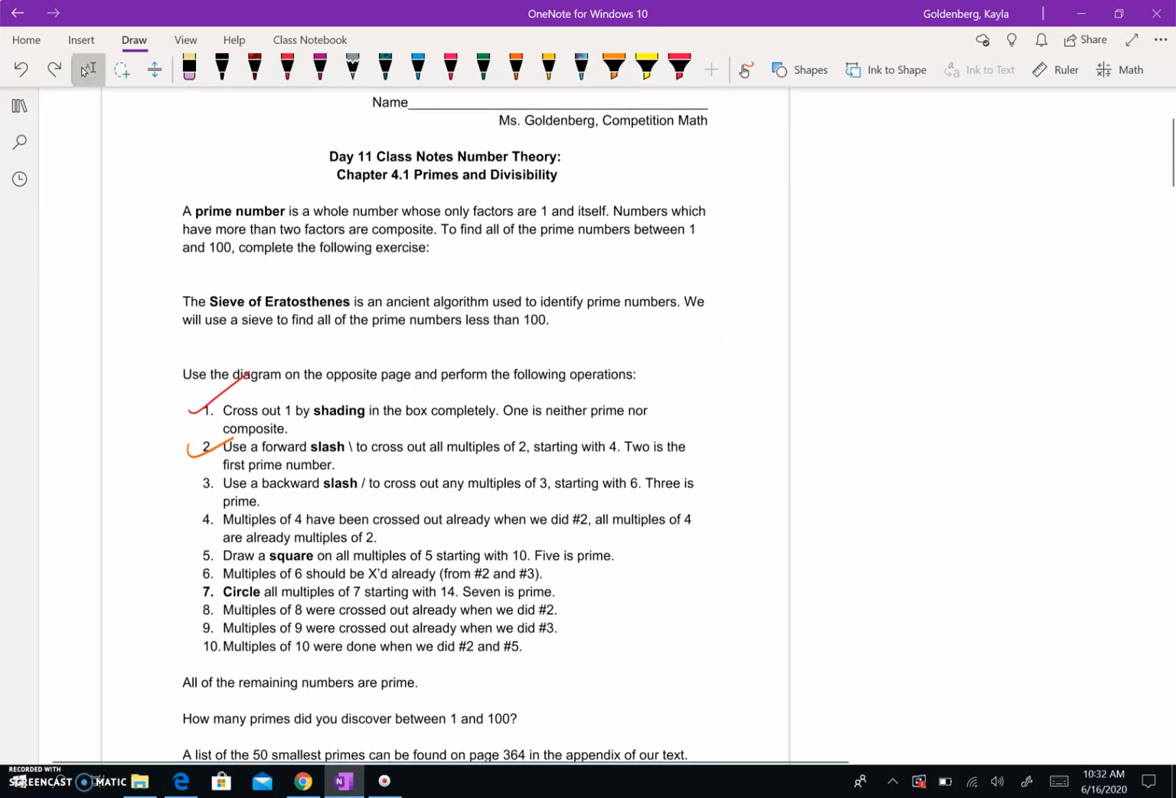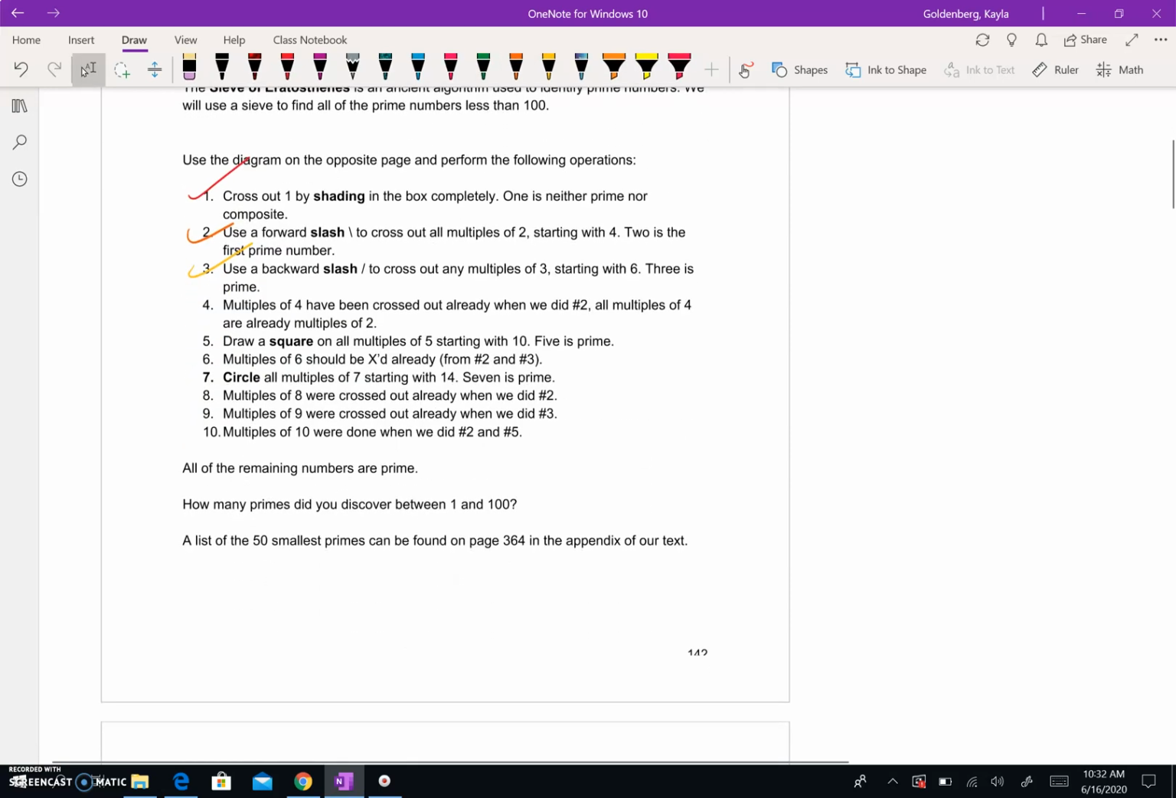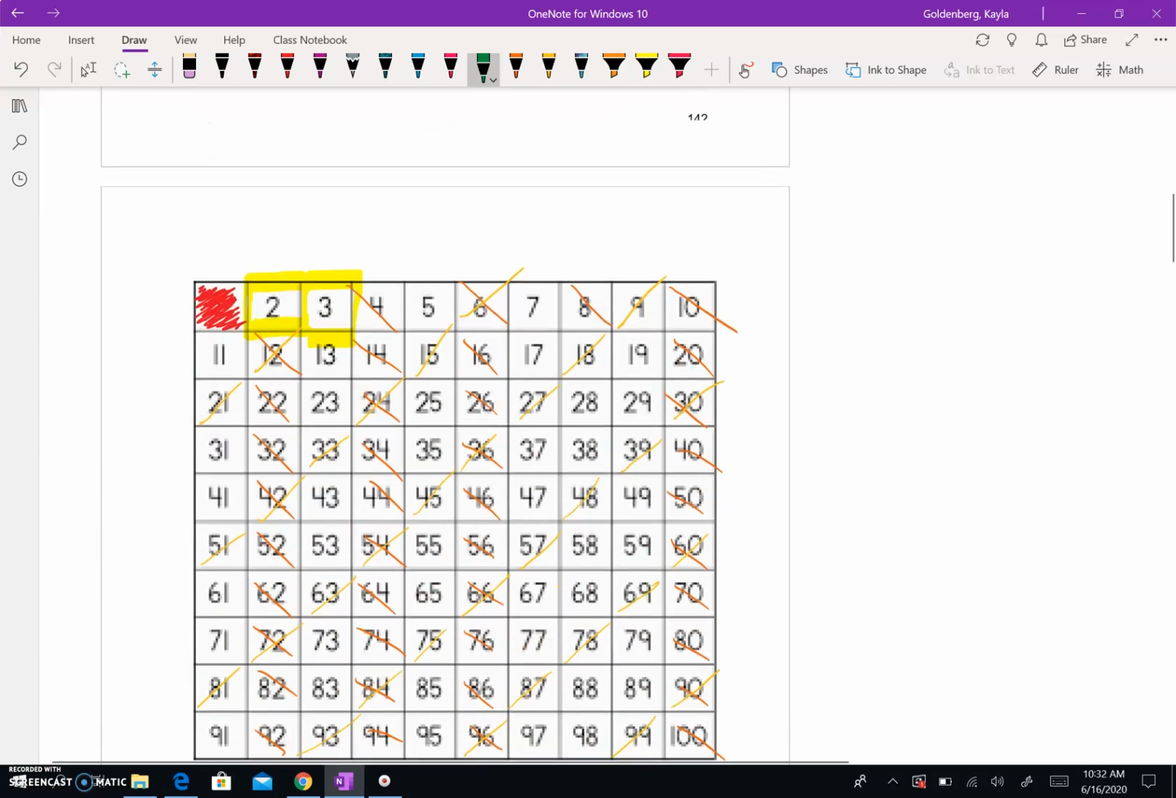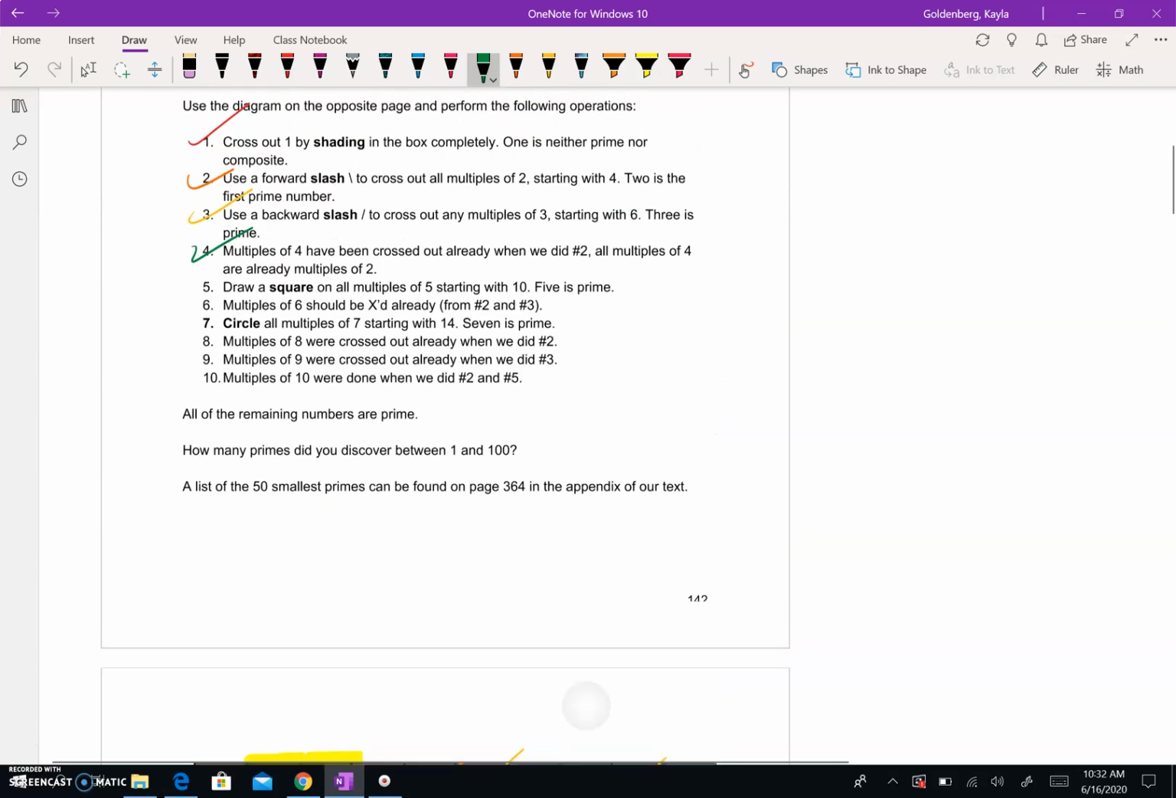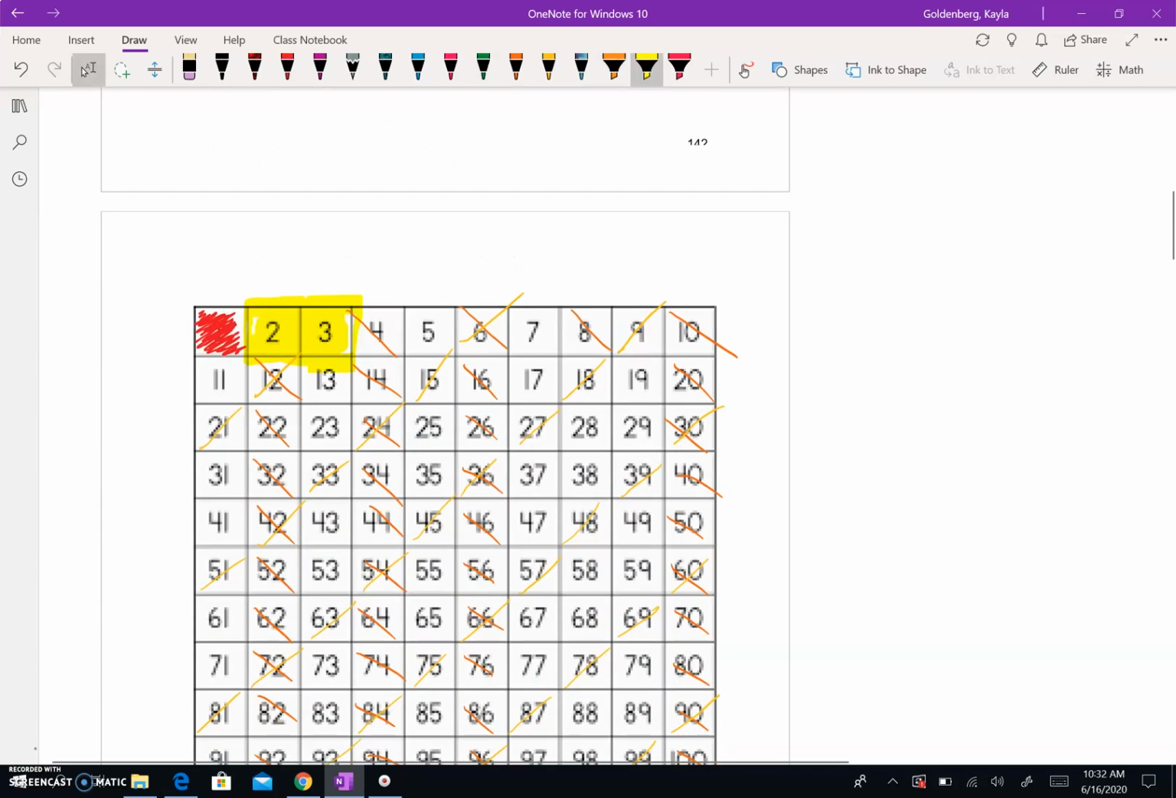Okay, let's go back and double check. So we've done step 3. Step 4, multiples of 4 have already been crossed out because they are multiples of 2. Check. Draw a square on all multiples of 5, starting with 10. Maybe I'll shade these then. We're going to do a square around multiples of 5, starting with 10, because 5 is a prime number. 5 only has 1 and 5. Okay, so I'm going to do a square around multiples of 5.